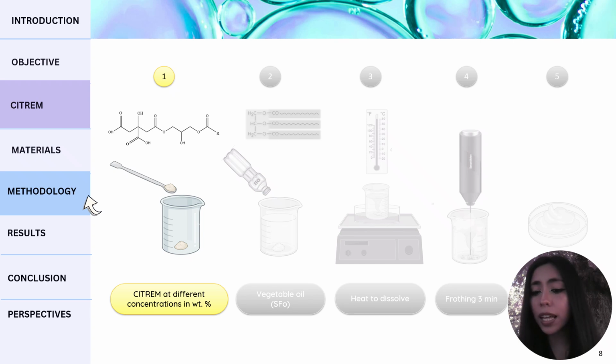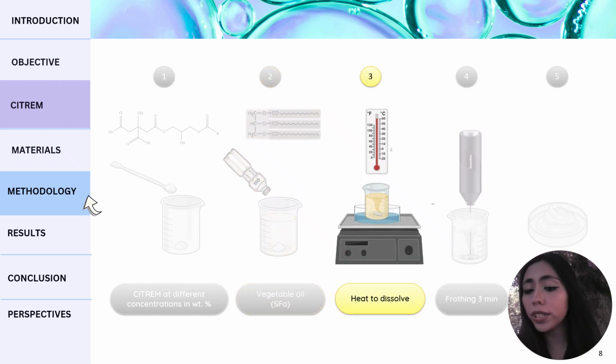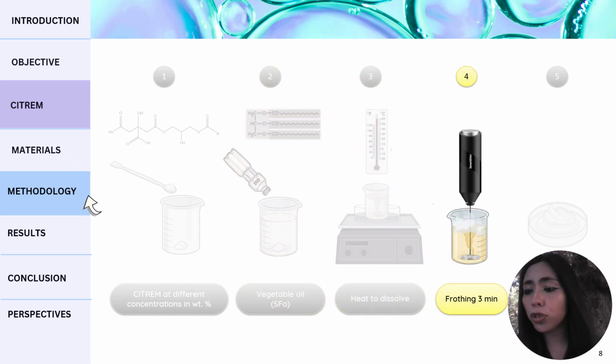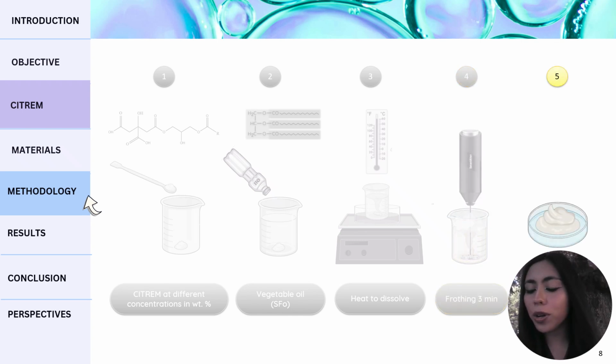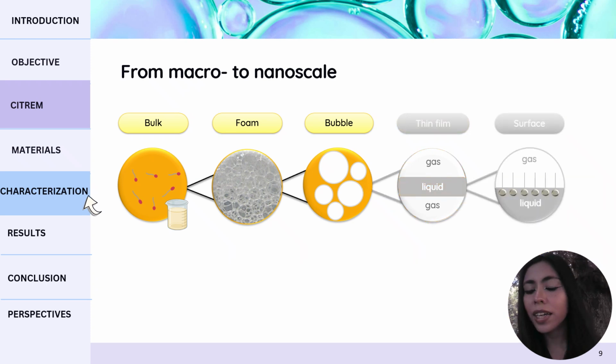Then the methodology that we follow is to add Citrem at different concentrations in weight percent. Then we add a vegetable oil, in my case sunflower oil. We heat to dissolve. We froth for 3 minutes and then we produce an oleofoam. A multi-scale approach is needed to understand the foam properties, from macro to nanoscale. In my case, I will stop this study at the bubble.